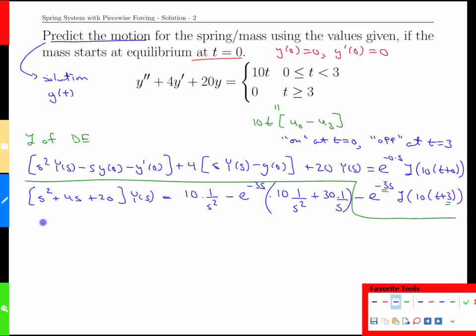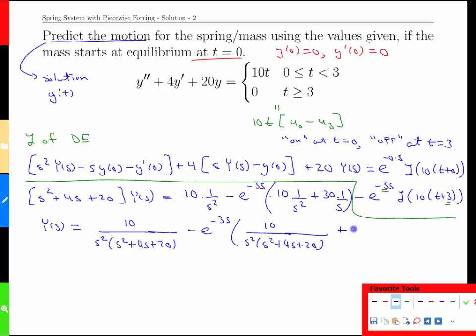Now we solve for Y(s). That's going to be 10 over s squared times (s squared plus 4s plus 20), and then we get minus e to the negative 3s times 10 over s squared times (s squared plus 4s plus 20), plus 30 over s squared plus 4s plus 20 again here.